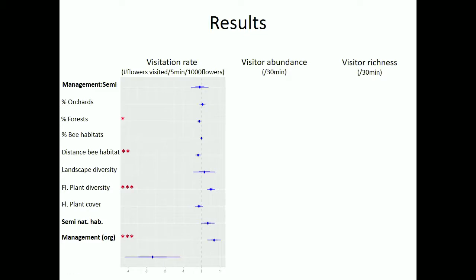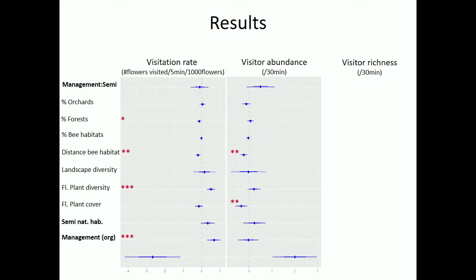Other variables which seem to play a role in visitation rate are the percentage of forest, which has a negative impact on visitation rate, and the distance to bee habitat, which also has a negative impact, and this can be understood. And then the flowering plant diversity, which has a positive impact. Flowering plant diversity is the diversity within the orchard, but also outside in AES and non-AES plots.